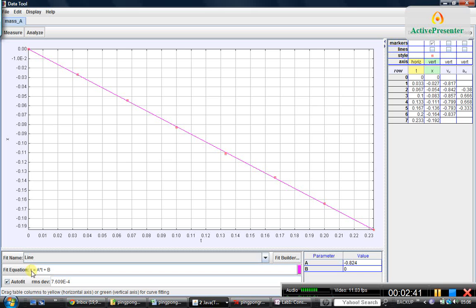So this corresponds to the equation of motion: final position is initial position plus velocity times time. So the initial position is 0, so B is 0, and the constant velocity is A, which is minus 0.824 meters per second. So this is what I use for modeling the motion of the ping pong ball.